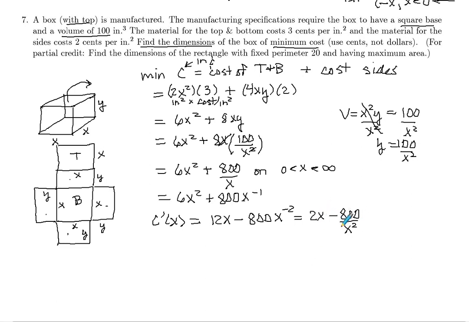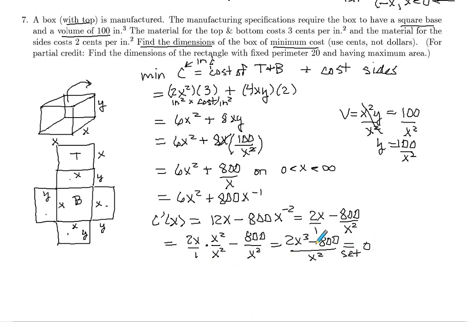And let's get a common denominator between these before we set it equal to 0. So common denominator is going to be x squared, right? This is 2x over 1, so we need to multiply by x squared over x squared, minus 800 over x squared. Right, now we've got our common denominator. 2x times x squared would be 2x cubed minus 800, and then all over our LCD of x squared. Now set that equal to 0.